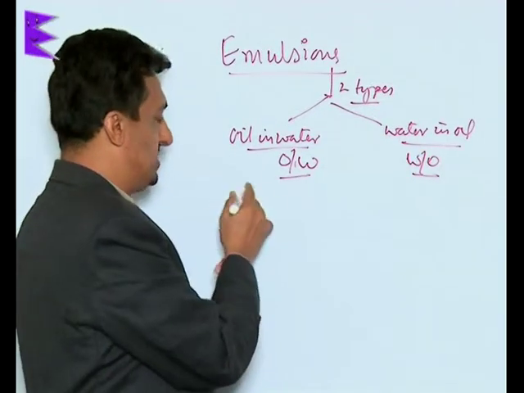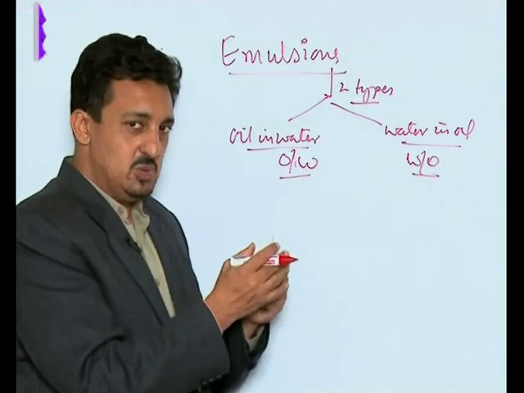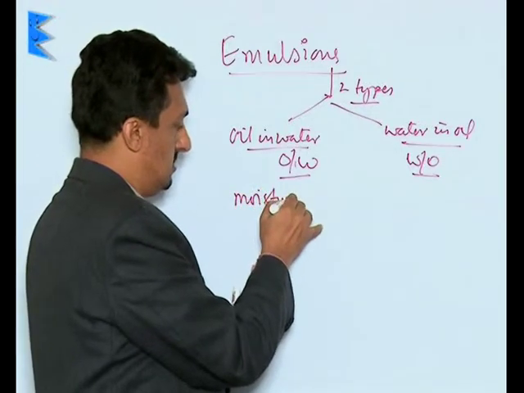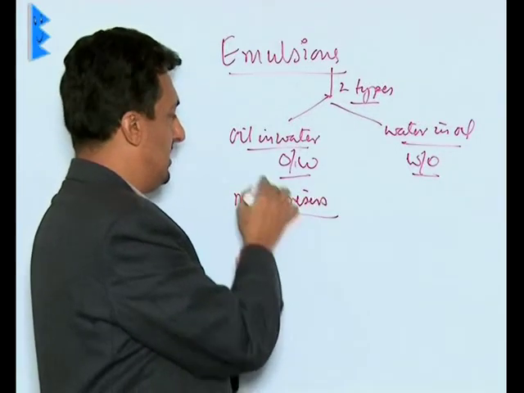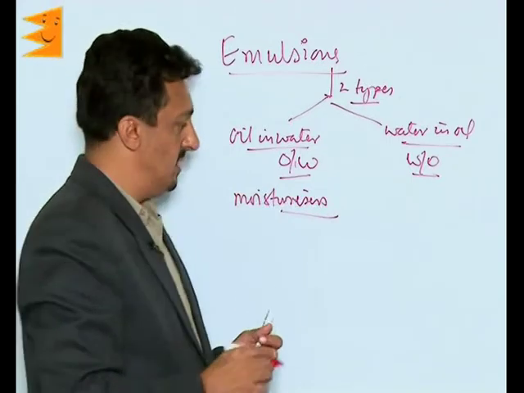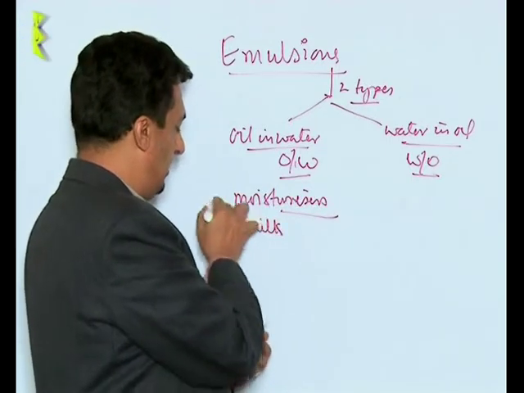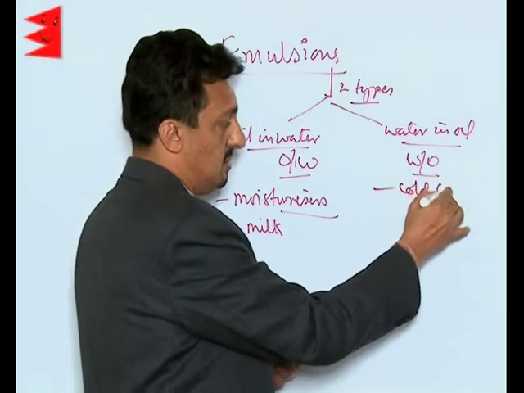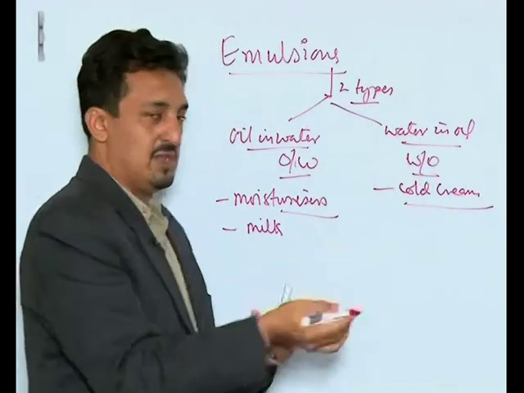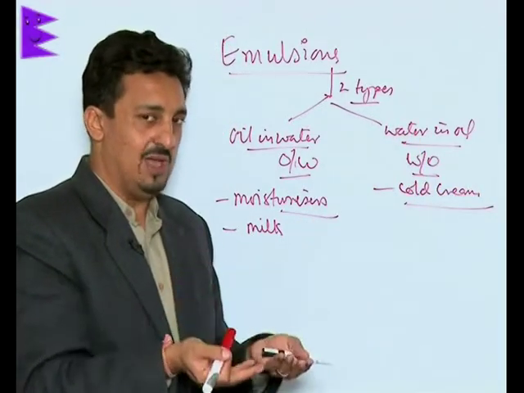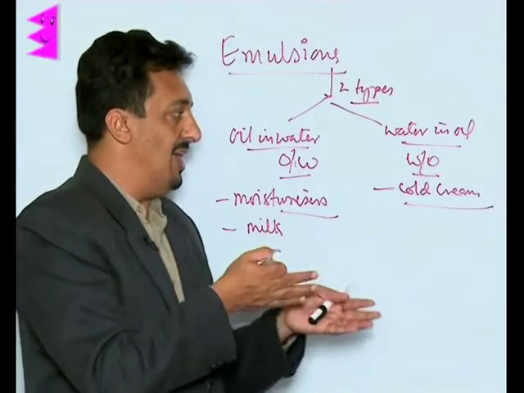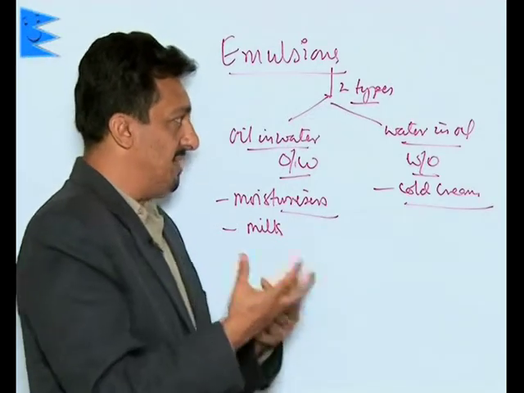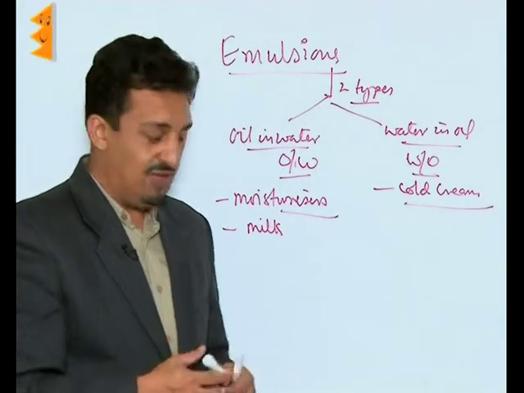Like, what we can have is the moisturizers which we use in summers. Moisturizers are the best examples of oil in water. Milk is also an example of oil in water. Whereas the cold creams which we use in winters are the best example of water in oil, because our skin becomes dry and we need more oil. So the creams which we use in winters are all water in oil. So they have a base of oil. Now these two types are the major types of emulsions we use in our day-to-day life.